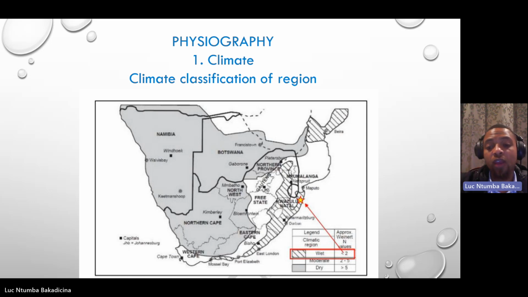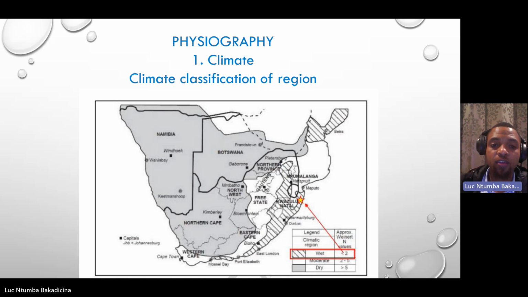By physiography, I went into talking about the climate. Why is it important? The climate is very important, as we know that in engineering, every material that we use is affected by certain temperature conditions. It can behave differently from one area to another, depending on the climate, the change of climate acting on the material, and the material will actually determine the lifespan of a particular structure.